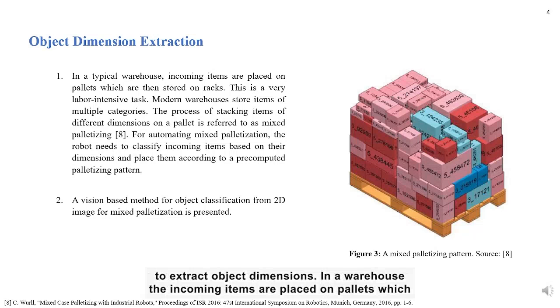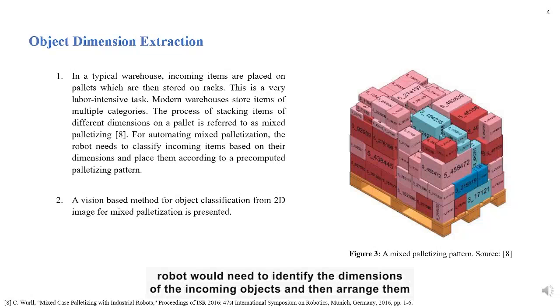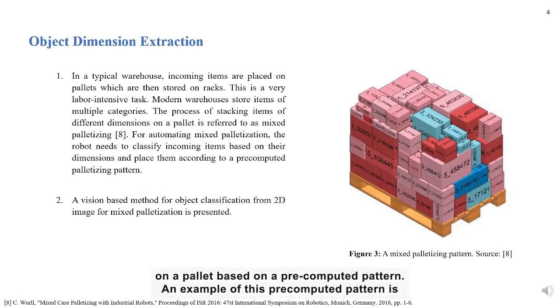Start with the method to extract object dimensions. In a warehouse, the incoming items are placed on pallets which are then stored on racks. It is a very labor-intensive work. To perform palletization, a robot would need to identify the dimensions of the incoming object and then arrange them on a pallet based on a pre-computed pattern. An example of a pre-computed pattern is given in figure 3.